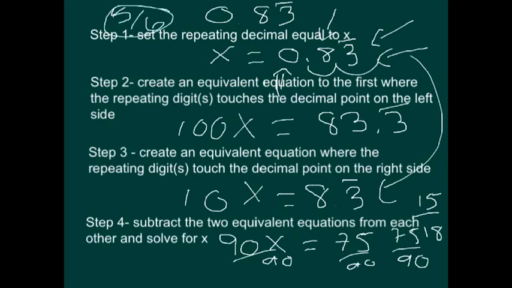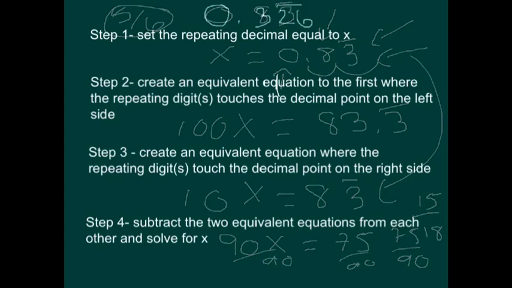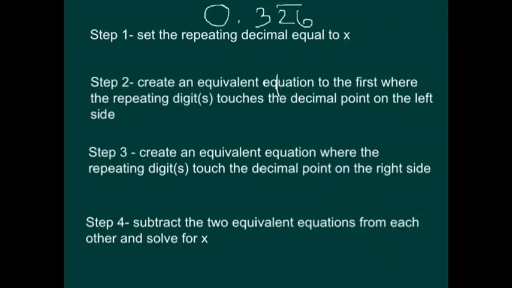So 5 over 6 gives us 0.83 repeating. And I did this example on purpose because you actually, in your fraction decimal percent video, converted 5/6 into 0.83 repeating. So I'm going to convert 0.326 repeating into a fraction.